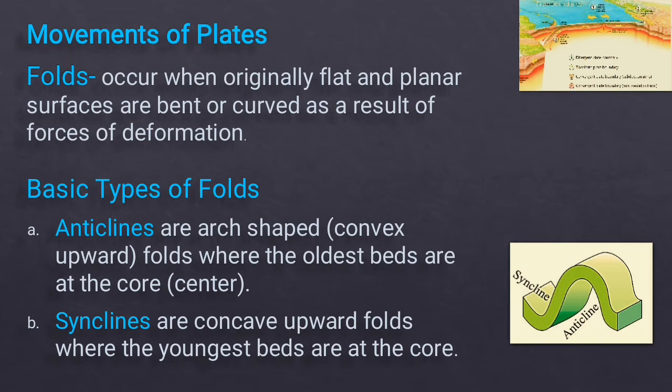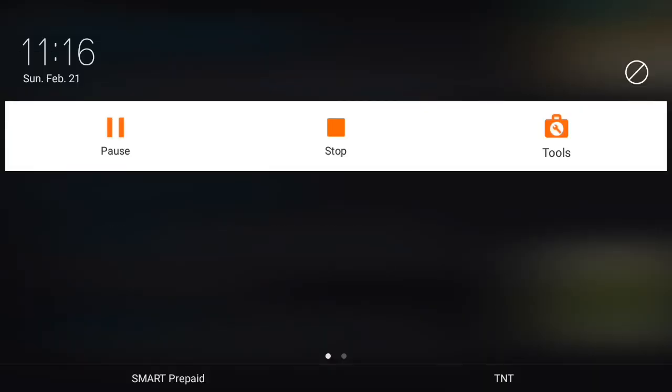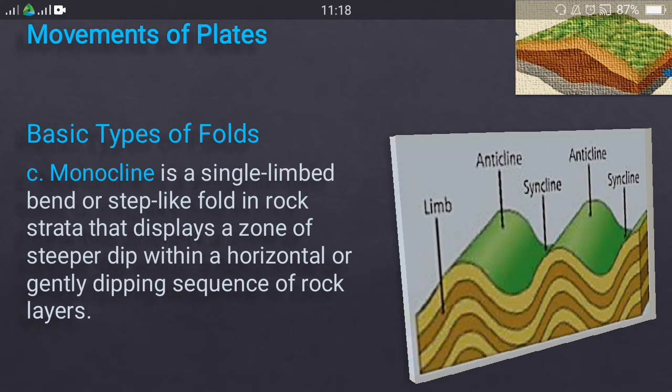Synclines are concave upward folds, or folds that bend downward, causing the youngest rocks to be at the center and the oldest on the outside. You can remember the difference by noting that the anticlines form an A shape and the synclines form the bottom of an S shape. Number 3. Monocline. It is a gently dipping bend or simple bend in horizontal rock layers.